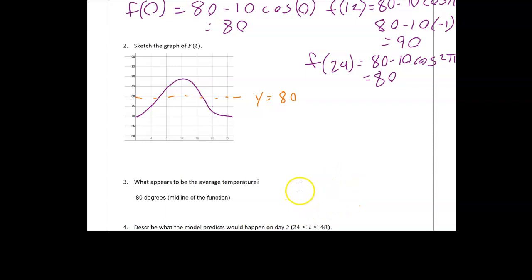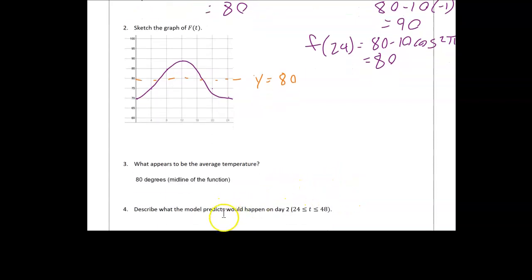And then here's what's very interesting about this. So describe what the model predicts would happen on day 2. So let's go back to my graph here a little bit.